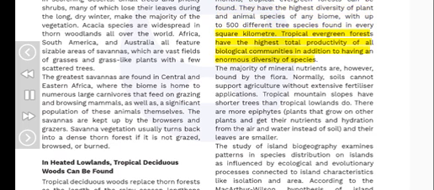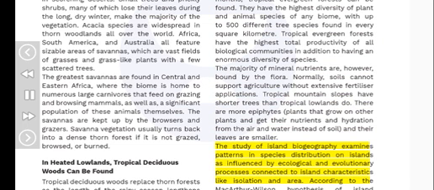Tropical evergreen forests have the highest total productivity of all biological communities in addition to having an enormous diversity of species. The majority of mineral nutrients are, however, bound by the flora. Normally, soils cannot support agriculture without extensive fertilizer applications. Tropical mountain slopes have shorter trees than tropical lowlands do. There are more epiphytes, plants that grow on other plants and get their nutrients and hydration from the air and water instead of soil, and their leaves are smaller.